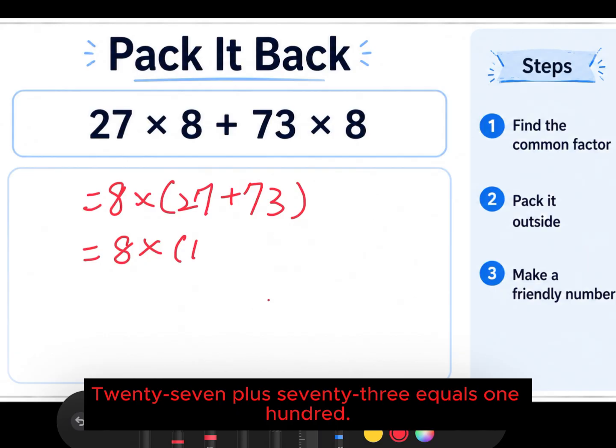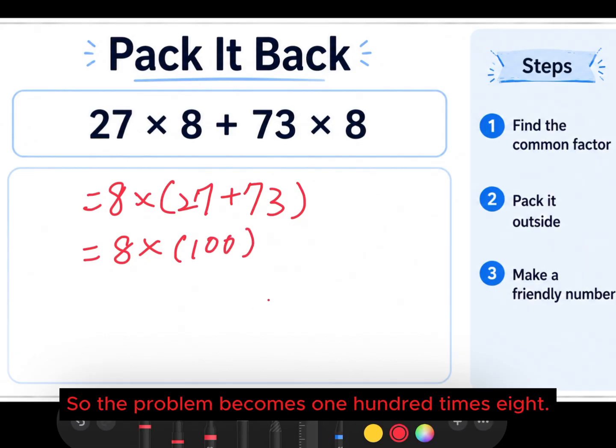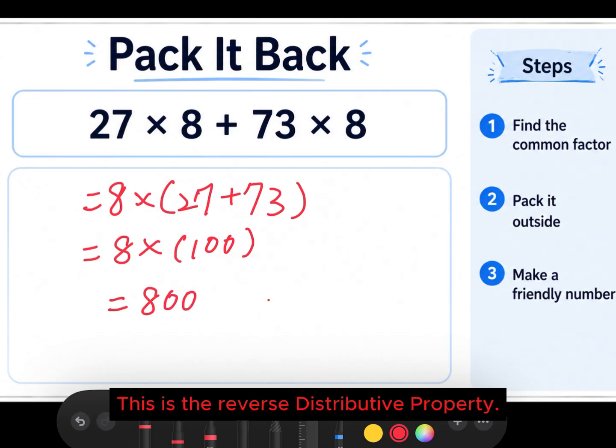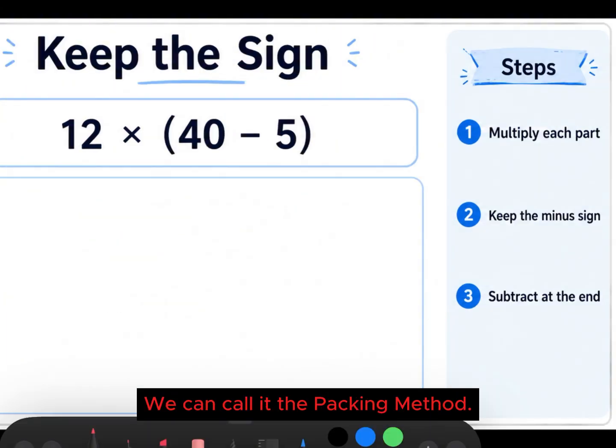27 plus 73 equals 100. So the problem becomes 100 times 8. 100 times 8 equals 800. This is the reverse distributive property. We can call it the packing method.